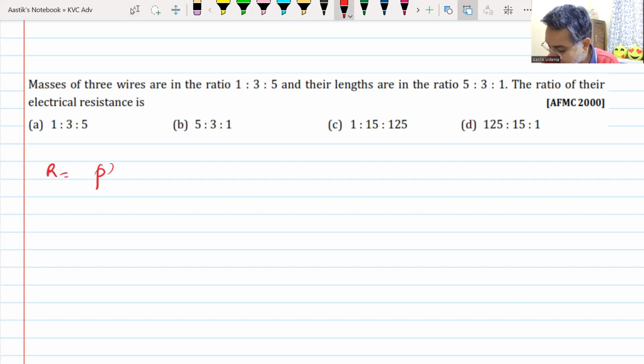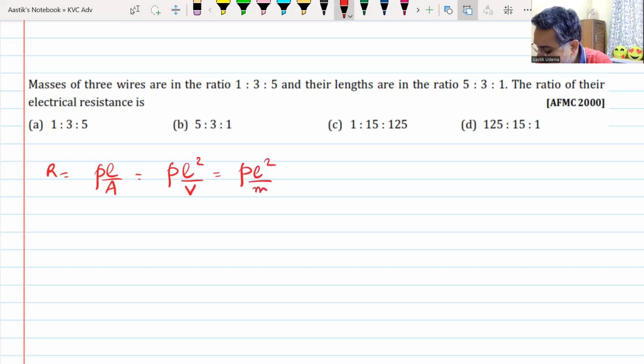The resistance is rho L by A. The wires are probably of the same material because it is not given, so we'll assume them to be of the same material. Now, remember this formula, rho L square by V. I can write it like this. Yes or no? Yes, sir. Area is written as volume divided by length. So I can write it like this, rho L square by M into D, where D is the density of the wire. Yes or no?